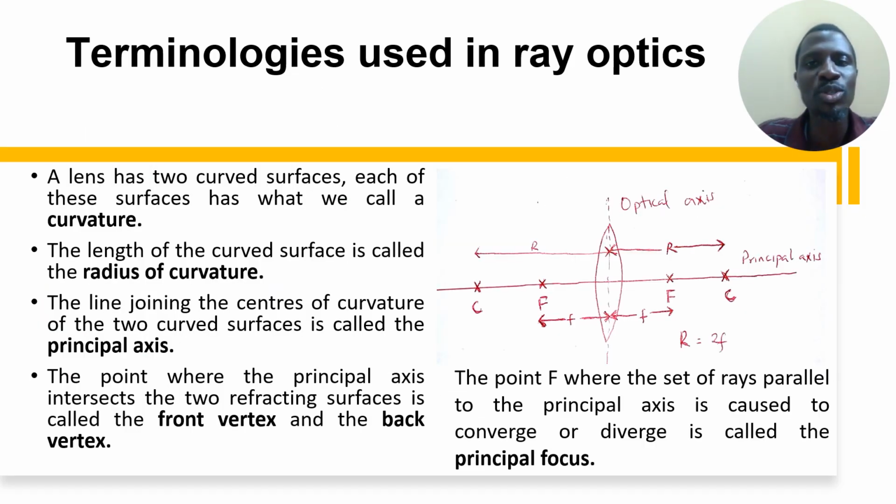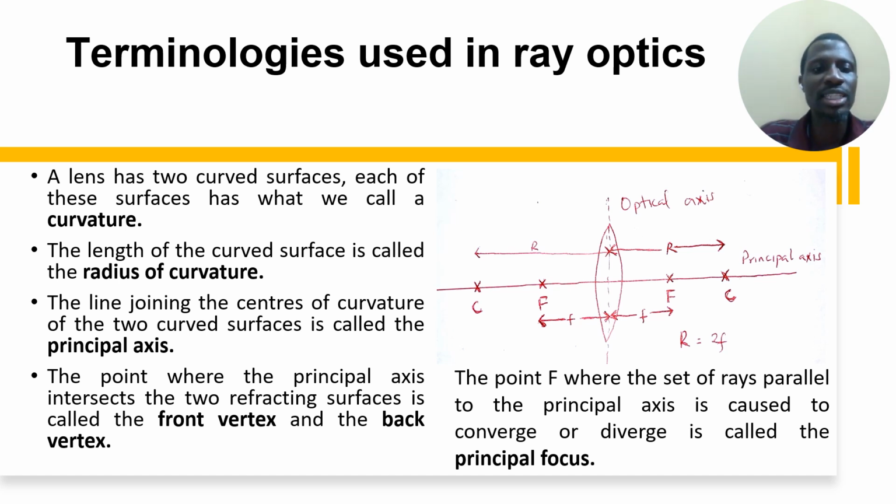Common terminologies used in ray optics. A lens has two curved surfaces. Each of these curved surfaces has what we call a curvature, as you can see in the diagram on this slide, indicated with letter C. The distance between the optical axis and C is the radius of curvature.